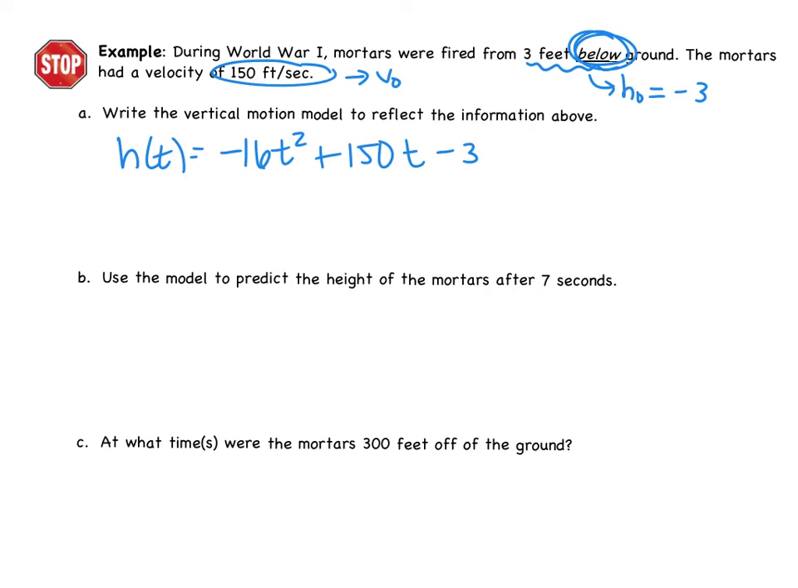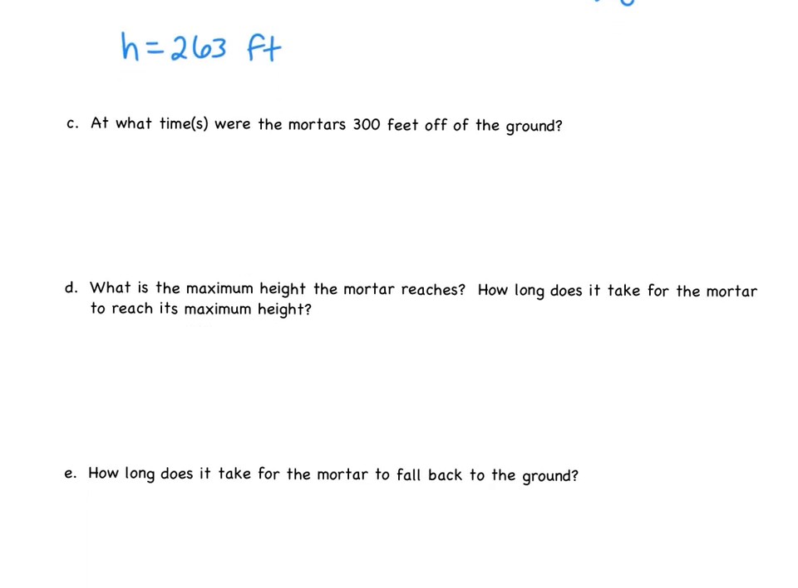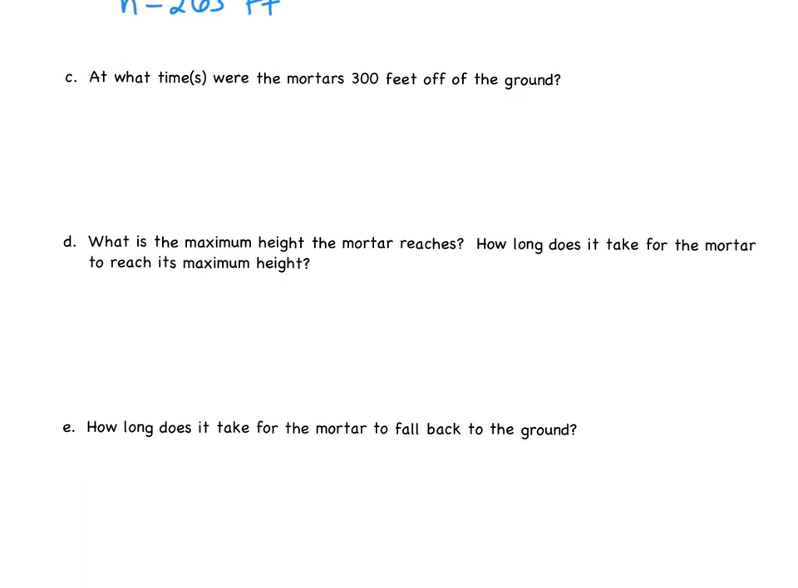Okay, let's see how we did. For part B, 7 seconds, that should have been your time. If you plug in t is 7, you get a height of 263 feet. And then if we go on, for part C, that 300 feet off the ground, that was the h. So you should have plugged that in for h.